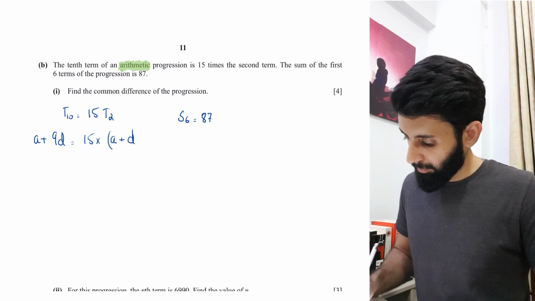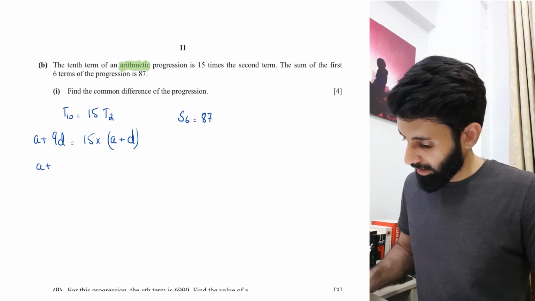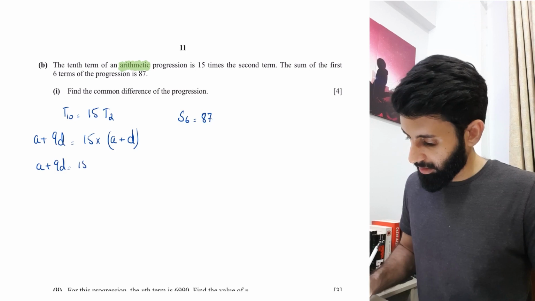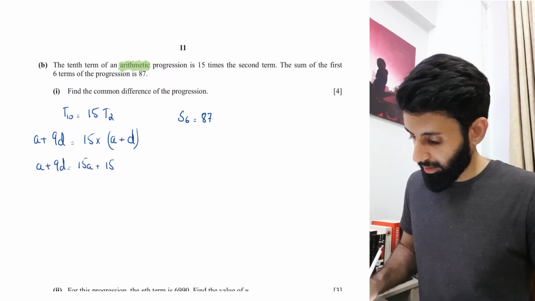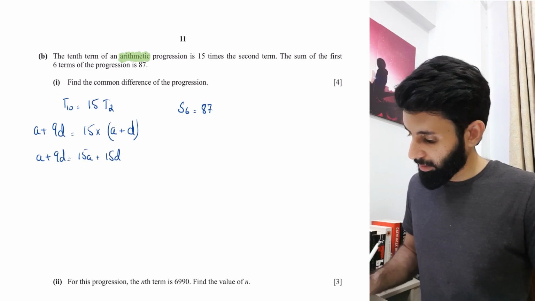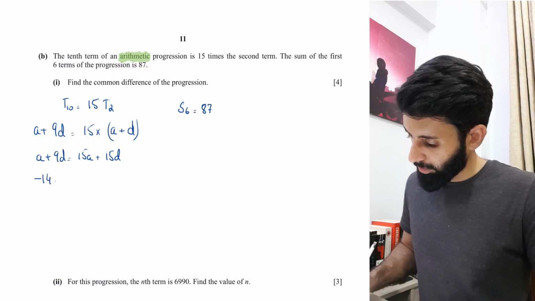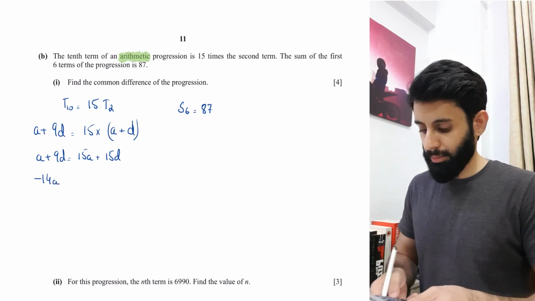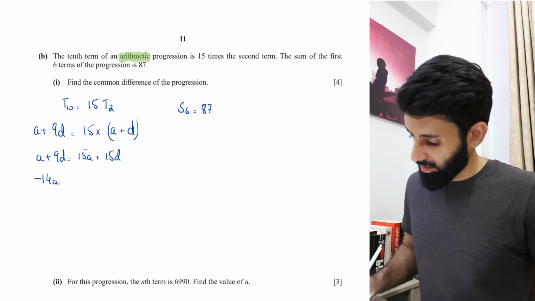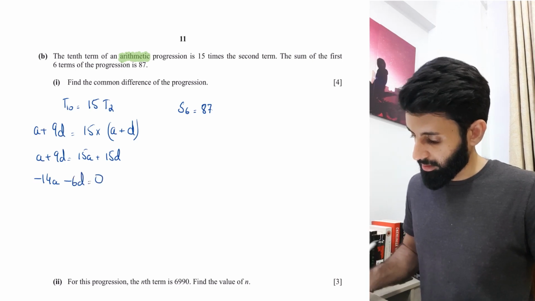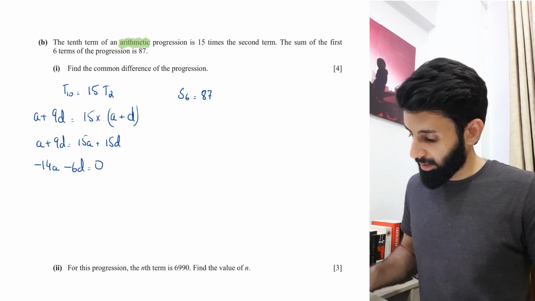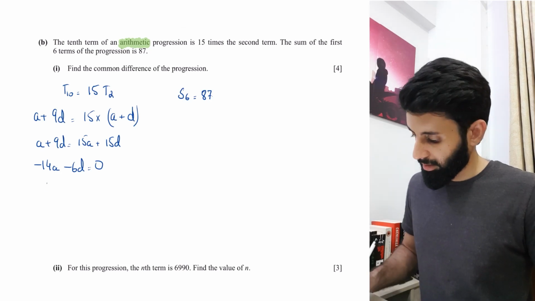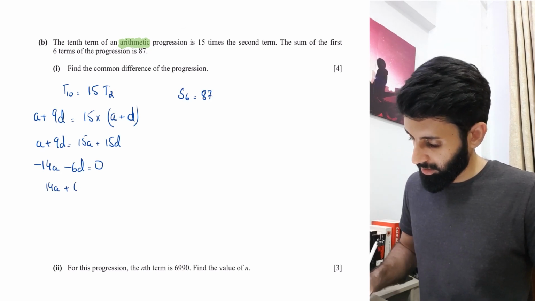Okay, now don't forget to make a bracket here, so you're looking at A plus 9D is equal to 15A plus 15D, and you can probably see where we're going with this. So we get minus 14A, and then 9 minus 15 is minus 6, so minus 6D is equal to 0. It's always best to multiply both sides by minus, so that you have 14A plus 6D equals 0.